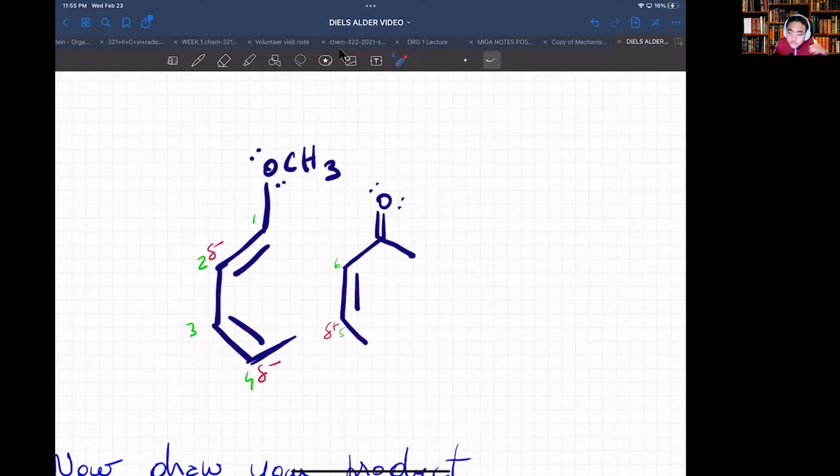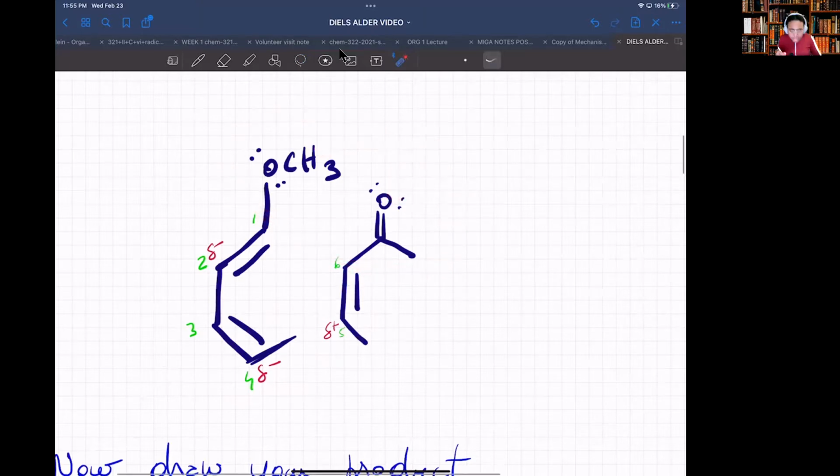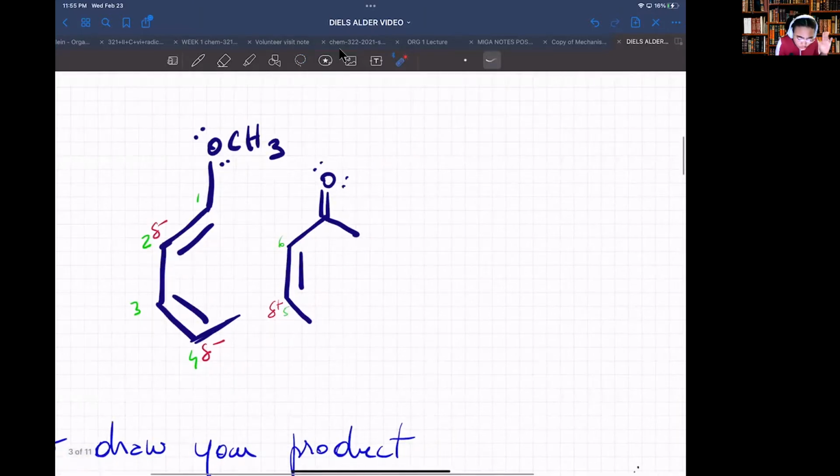So what we determine here is that while dancing everywhere, at the end, the product, we should notice that OCH3 and this ketone group here should be on the same side, okay? All right, that's the only thing we determine.